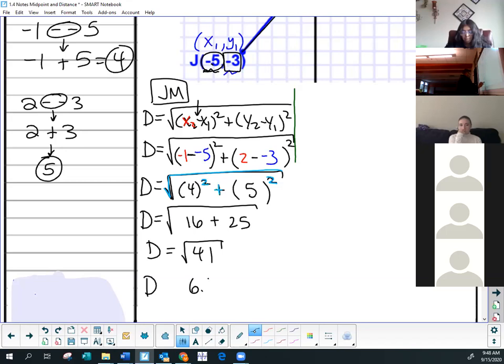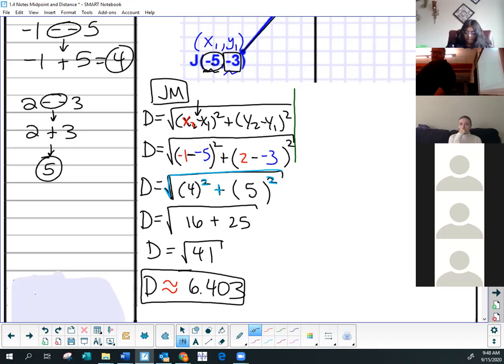So 6.403. Does anyone know the proper sign to put here? Because it's no longer an equal sign. I'm just curious. Does anybody know? A wiggly equal sign. Yep. Okay, so that little symbol I put there, that wavy equals, means it's approximate. That means I'm intentionally rounding it. It's no longer perfect. It's been rounded.